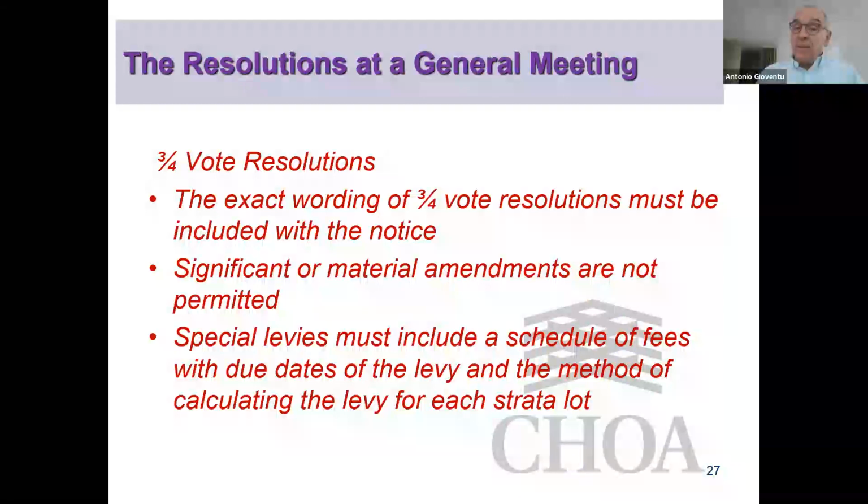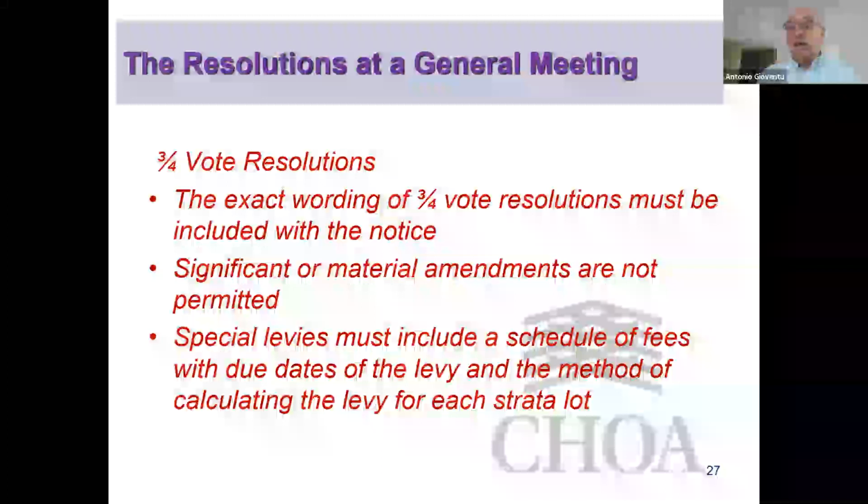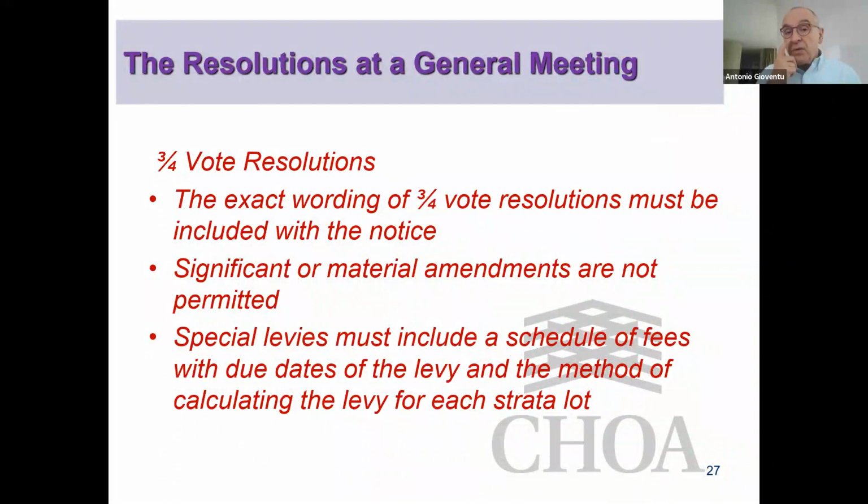Significant or material amendments are not permitted for three-quarters vote resolutions. You don't get to rewrite bylaws or special levies or items or make significant changes at your general meetings for a three-quarters vote resolution. If there is a motion for a three-quarters resolution to be amended, it's often a technical error, a misplaced comma or a period or a spelling of a word or something like that. Those can easily be dealt with.